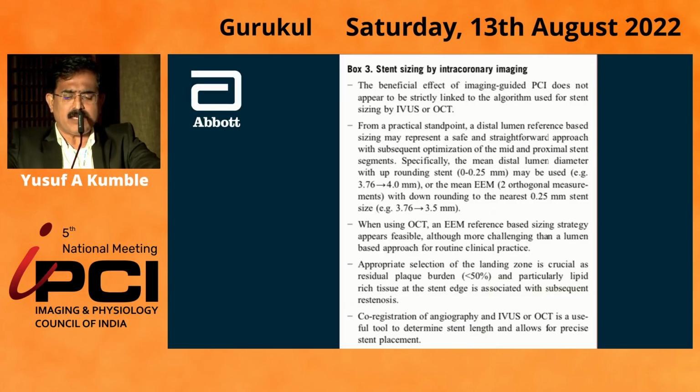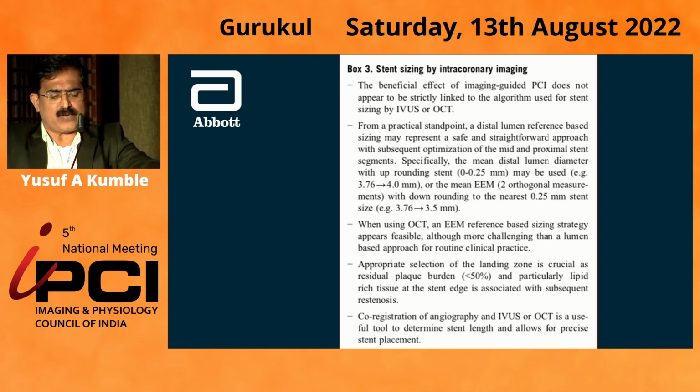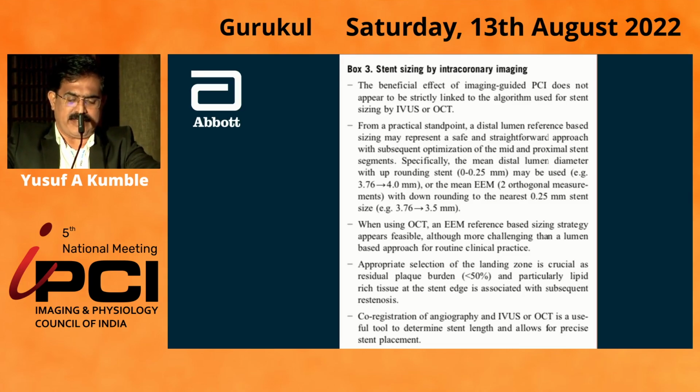For stent sizing by coronary imaging, the beneficial effect of imaging-guided PCI does not appear to be strictly linked to the algorithm used for stent sizing by IVUS or OCT. From a practical point of view, distal lumen reference-based sizing may represent a safe and straightforward approach, because if you use EEL and you are oversizing, there is a chance of rupture. Though the maximum stent area usually will give a better result than the minimum stent area.